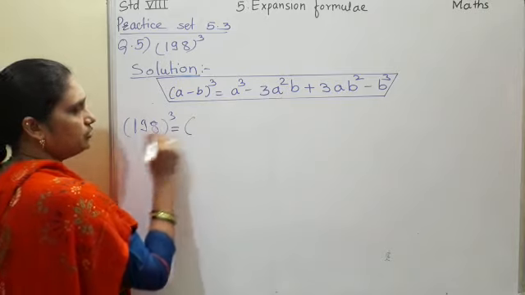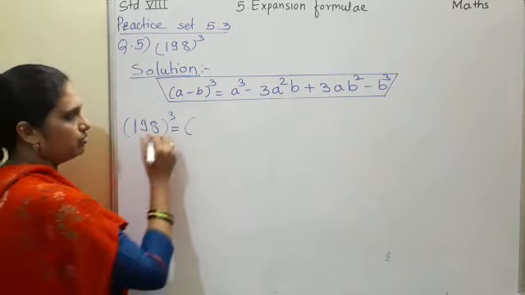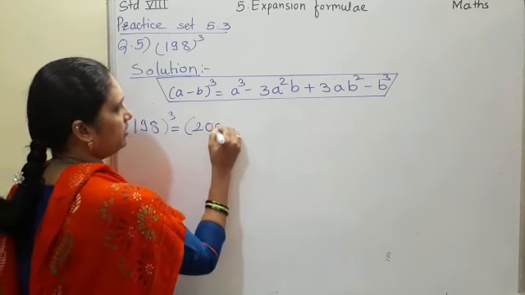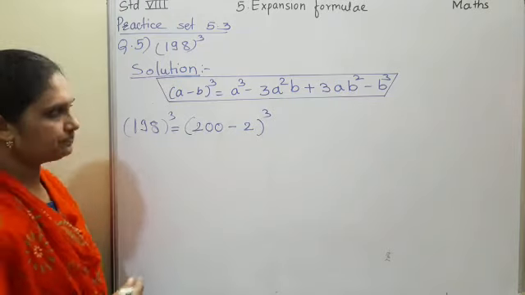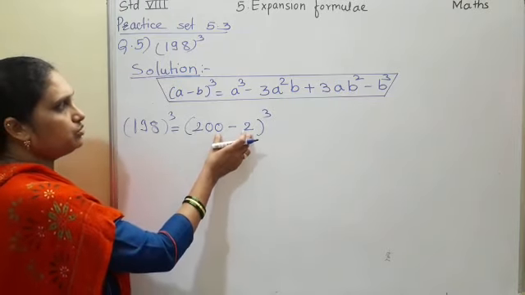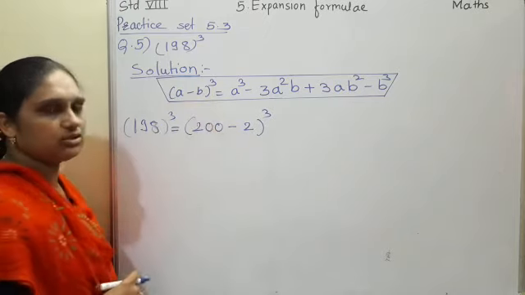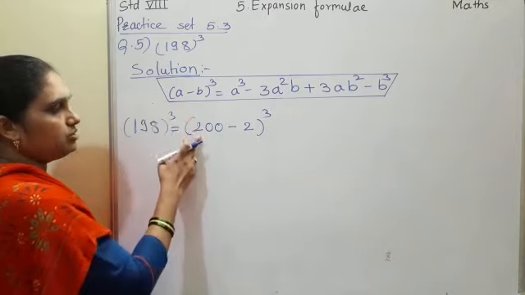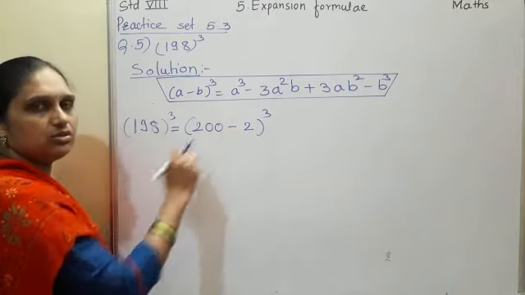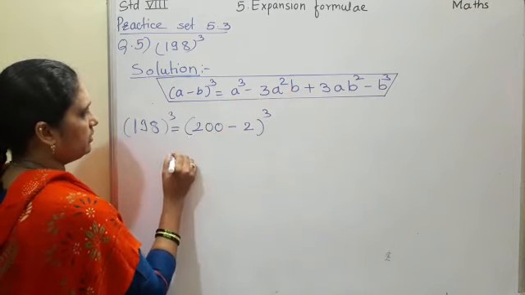Now 198 cube equals, this number is nearer to 200. So I'll write 198 in the form of (200 minus 2) its cube. Now I'll compare these two numbers with the expansion (a minus b) its cube. After comparing, I get a means 200, b is 2. So now I'm going to apply this identity here.